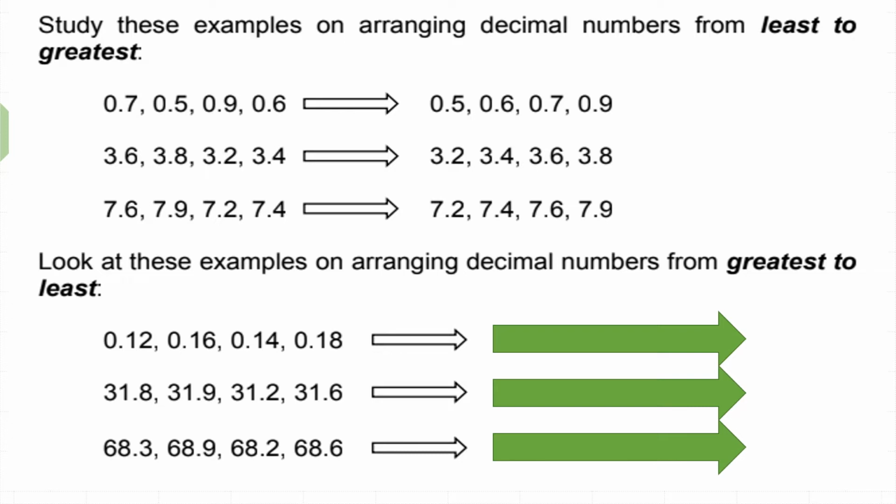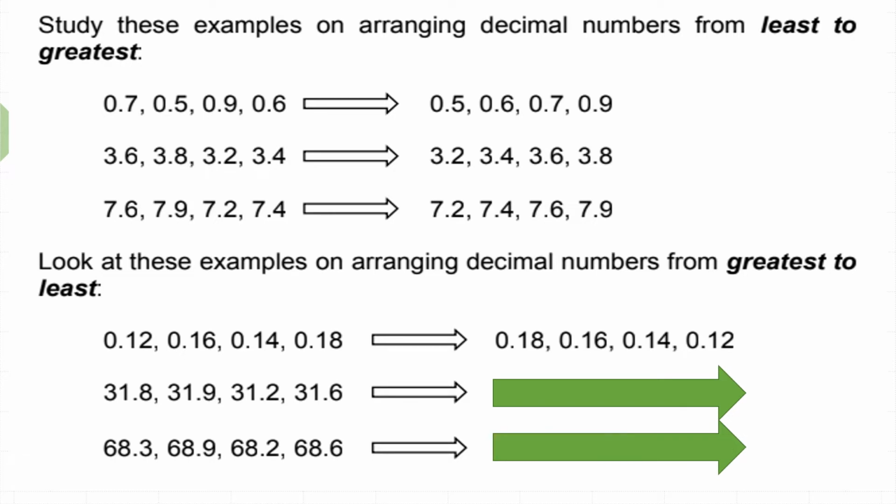Okay, vice versa. Let's do the vice versa. Look at the example on arranging decimal numbers from greatest to least. So just find the greatest one. We have 1200s, 1600s, 1400s, and 1800s. Which one is the biggest? Correct. It's 1800s. And the smallest is 1200s. It looks like this in arranging greatest to least.